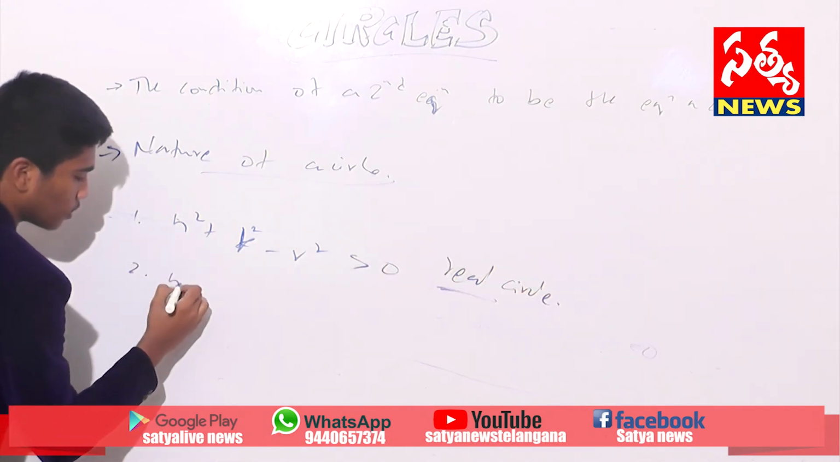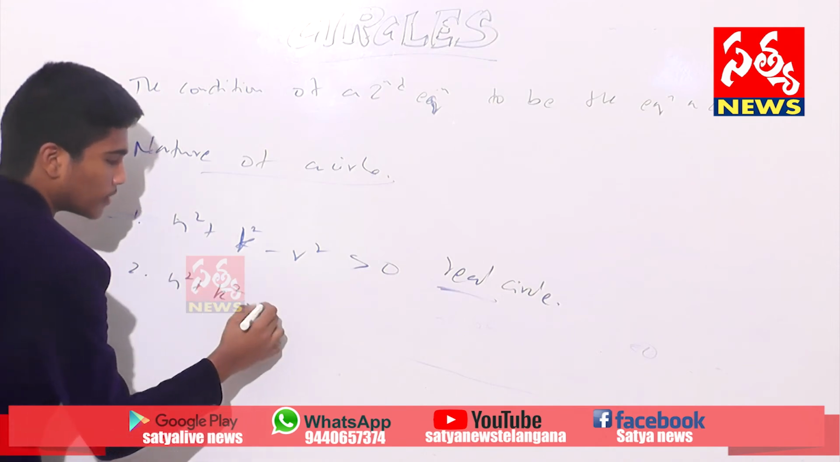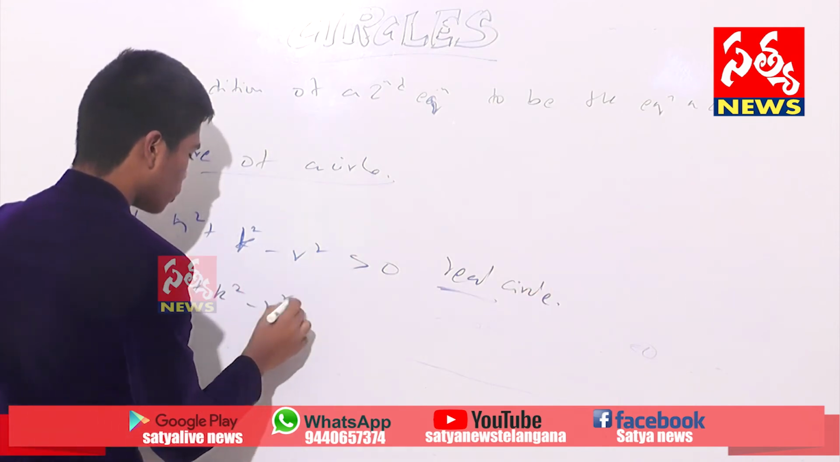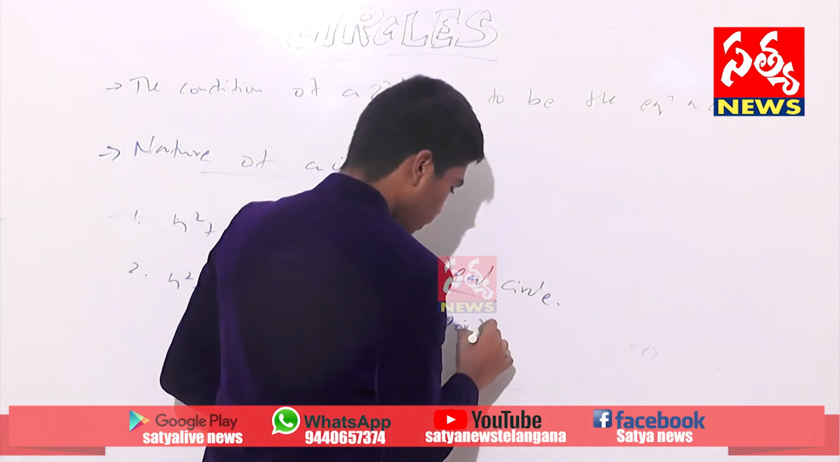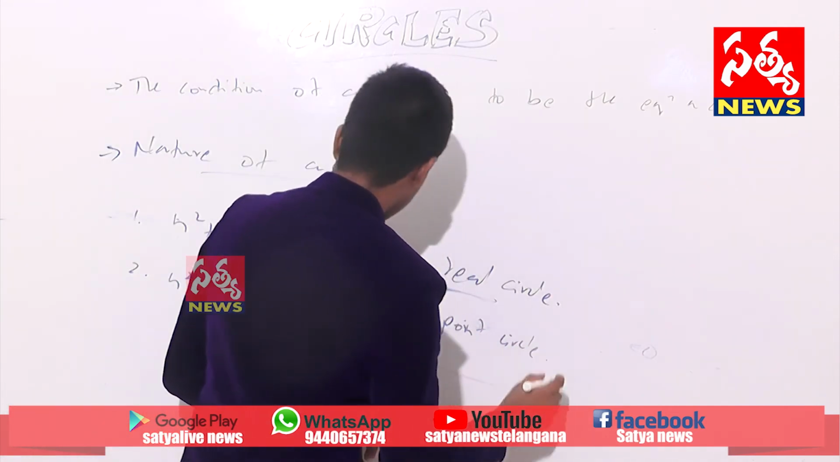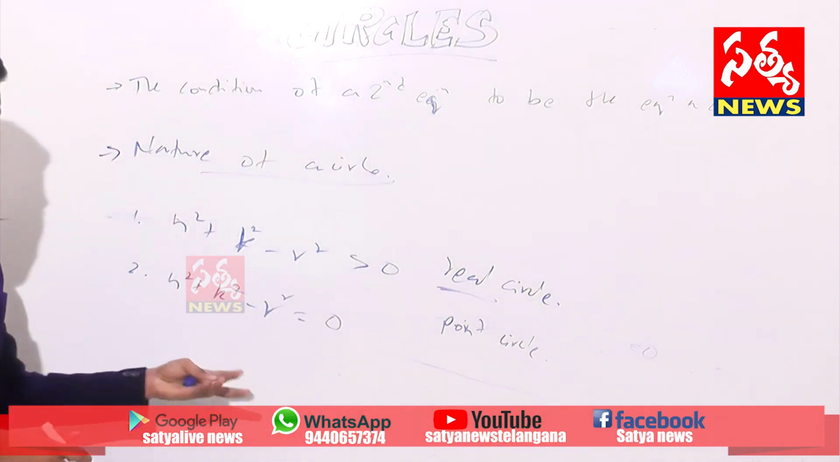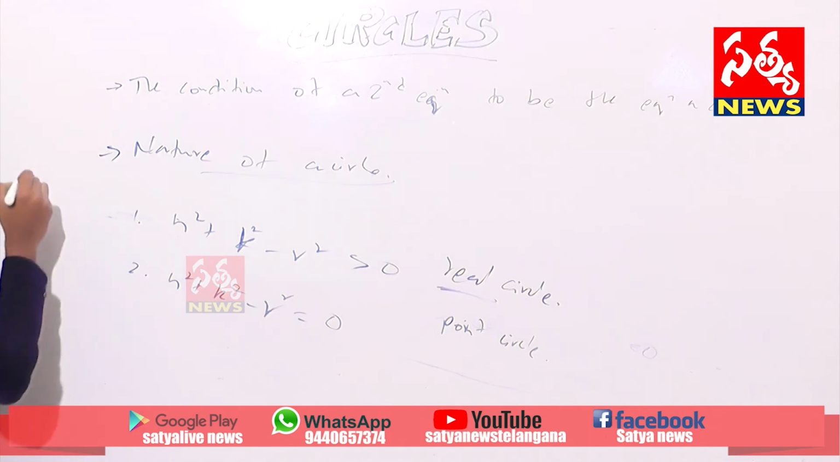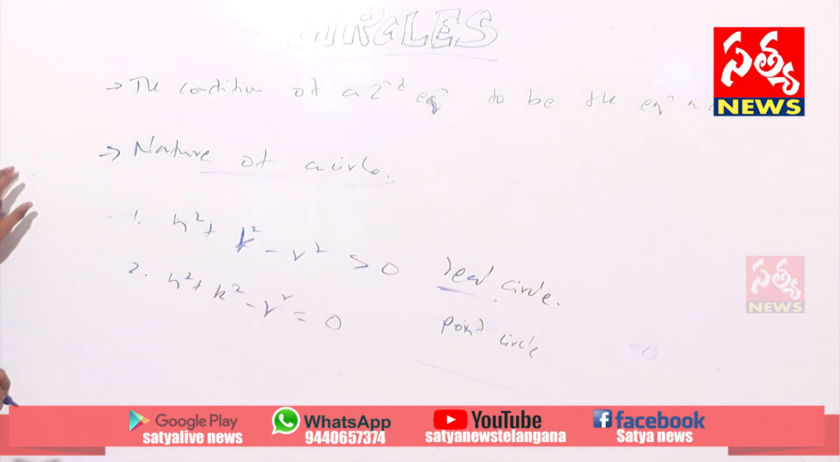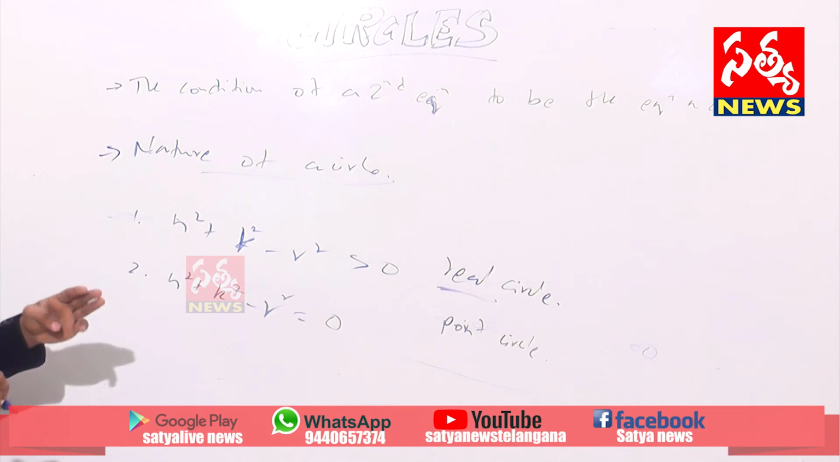The second one: if h square plus k square minus r square equals 0, then it is said to be a point circle. If the radius is 0, we cannot say it is a real circle, right? See, this is a circle. A point which has 0 radius is said to be a point circle.